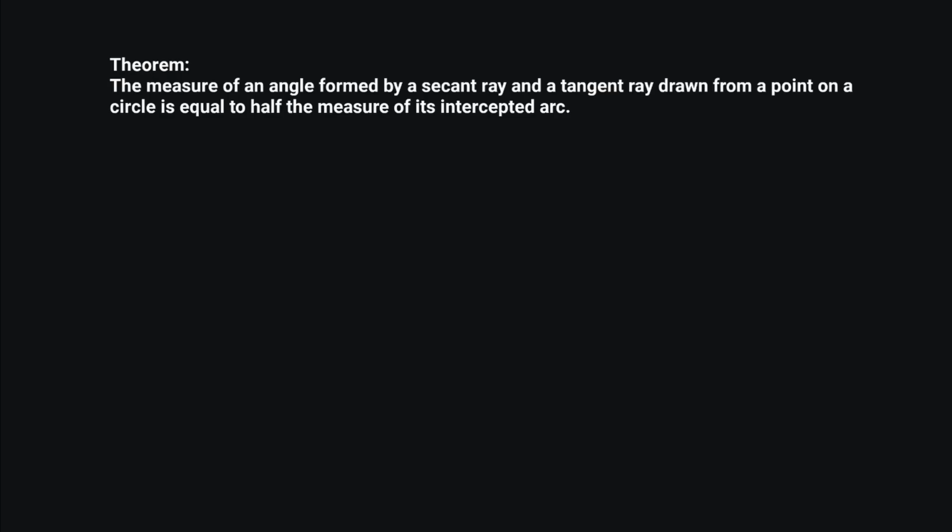The theorem says the measure of an angle formed by a secant ray and a tangent ray drawn from a point on a circle is equal to half the measure of its intercepted arcs. Well, this one is really simple. Again, we have a circle. Let's suppose that our center is here.